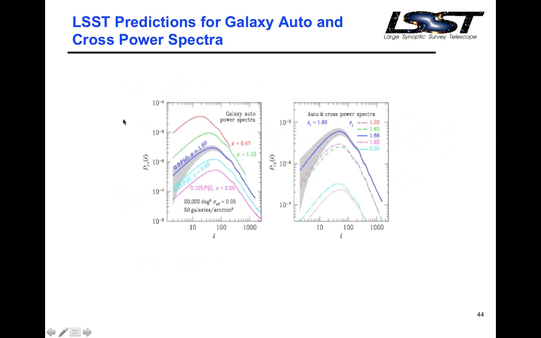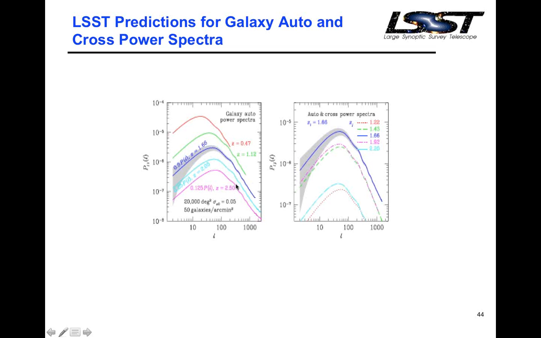These are the LSST predictions for galaxy auto and cross power spectra. So these are just using the positions and redshifts of galaxies to determine the mass power spectrum. And the baryon acoustic oscillations, which many of you are familiar with, are these subtle ripples that you see on these curves. The gray envelope sort of gives our statistical error, which is limited on the largest angular scales by just cosmic variance. And on the smaller scales, it gets very small because we have so many galaxies.